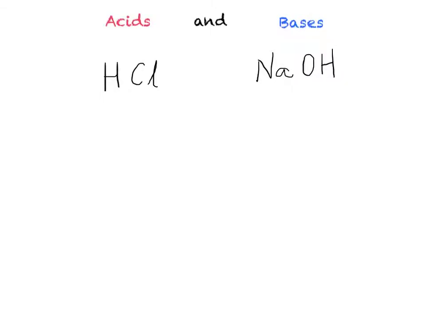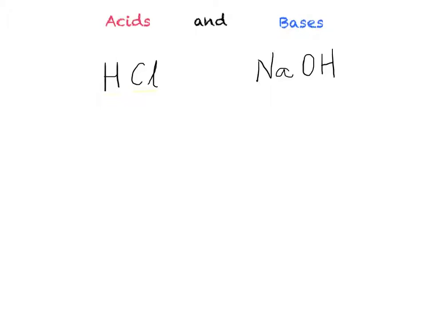Okay, let's talk about acids and bases. The easiest way to understand the nature of acids and bases is by absolutely going into examples. Here, we can see that under the word acid, we have HCl. So this is hydrochloric acid. It has hydrogen and chlorine.